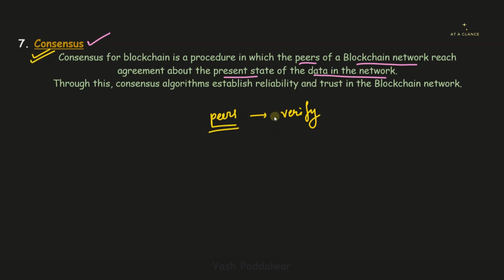Now, there are a lot of consensus algorithms present inside blockchain. One of them is POW that we have encountered previously, that is proof of work. The next is proof of stake, then proof of activity, proof of capacity. There are a lot of consensus algorithms. We are going to look into the most important ones in detail in the upcoming videos. I hope this consensus component is also clear to you all. The main aim of using a consensus algorithm is to establish reliability and trust among all the peers involved in the blockchain network, as well as making the network trustworthy. So I hope this is clear.